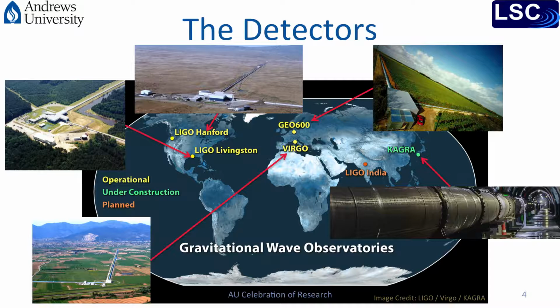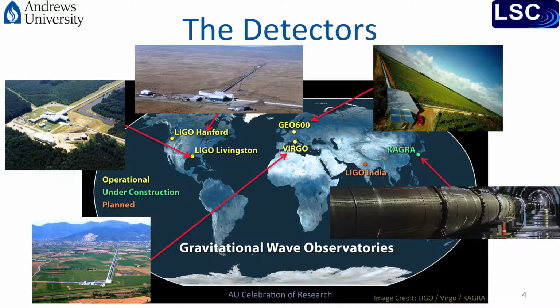In addition to these 4 operational detectors, there are detectors that are in the process of being built. One is located in Japan, called the Kagra detector, which is currently under construction underground in what used to be a mine. And there is another detector called LIGO India, or Indigo, which is currently undergoing site selection. And once they've nailed down where they want to build it, then construction is going to begin.